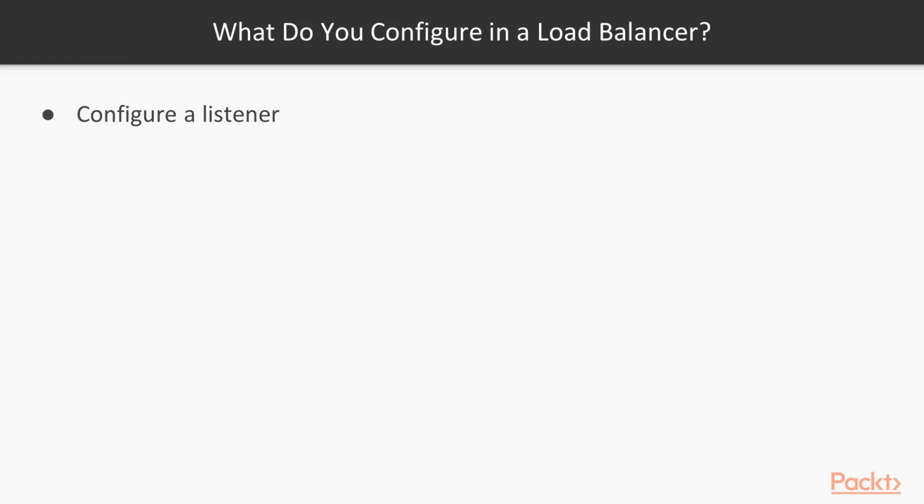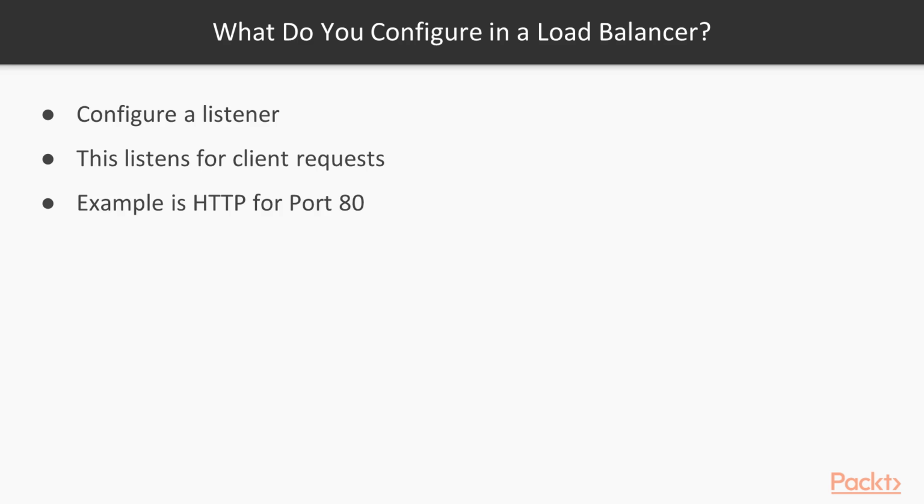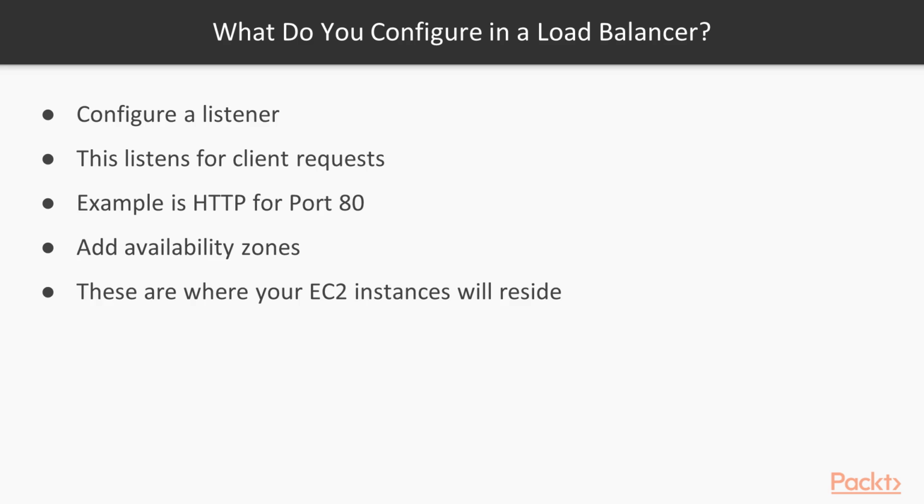First, you have to configure a listener. So the listener is the process that listens for client requests. An example, let's say you have a web server running on port 80, then you have to configure the load balancer to listen to requests on port 80. You then add availability zones. So these are the zones in which your EC2 instances will reside. So it's always good to spread your servers across multiple availability zones.